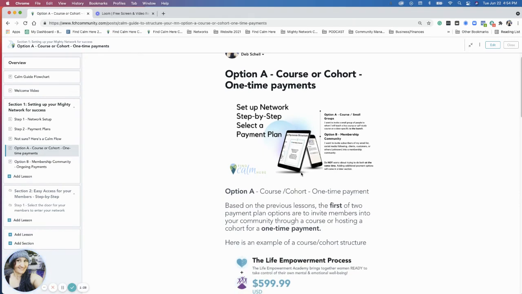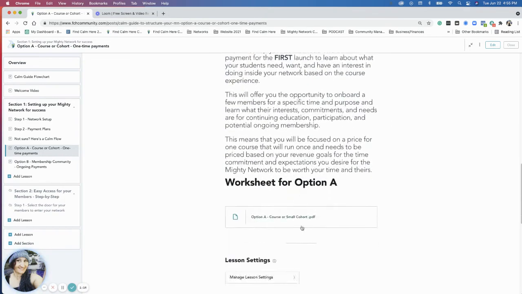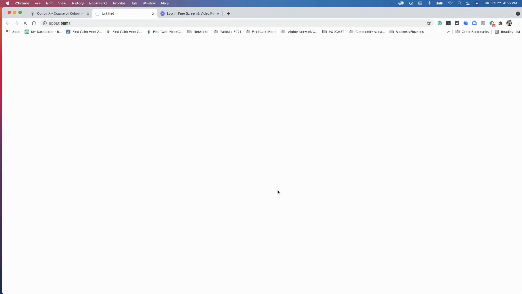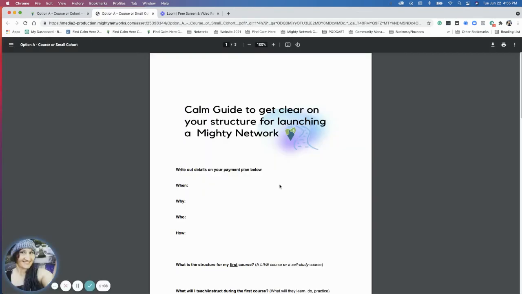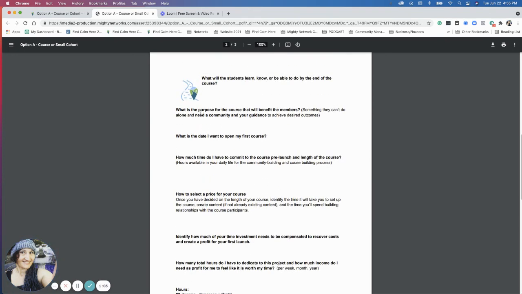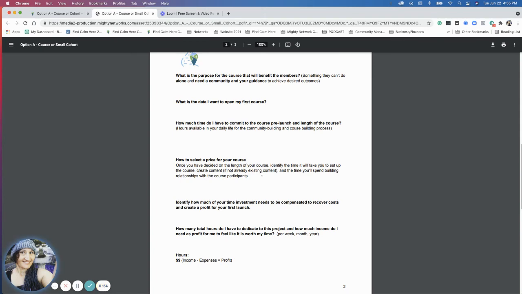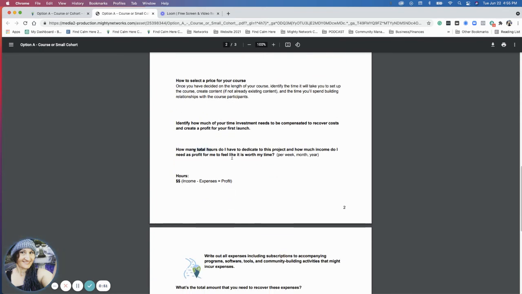So whatever that calculation is for you, when you're establishing that you need to make X amount of dollars for the first launch, you want to start factoring that in. I worked this out in the worksheet a bit, and you'll see there's a worksheet here. The worksheet goes over the details in that section around getting a lot clearer on your structure. It asks what the purpose of the course is, so you can get clarity on the date that you want to open your course or group. You could consider this a course or a group, all of these questions. Then it asks how many total hours you have to dedicate to the project.